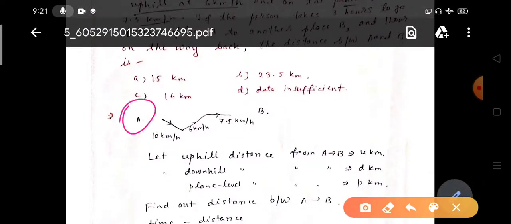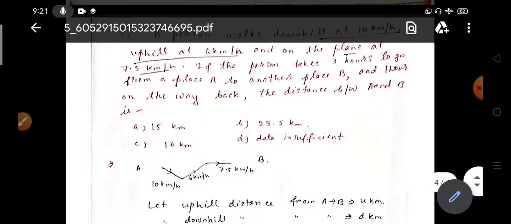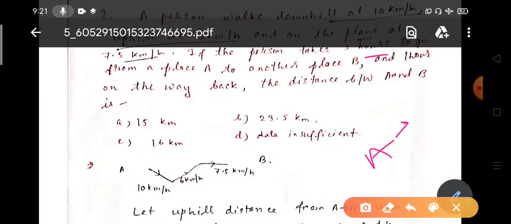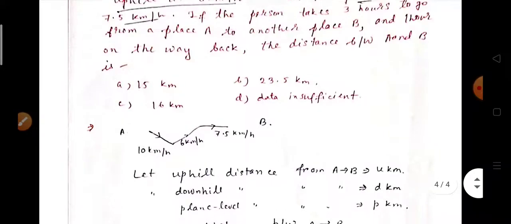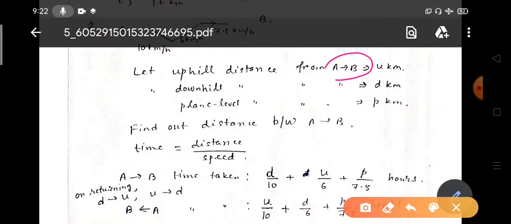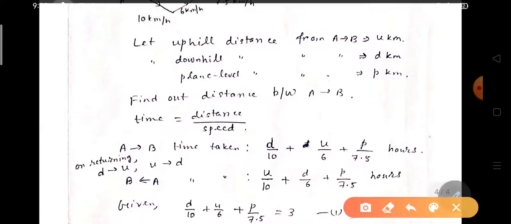So suppose there is a point A and there is a point B. One person is going from A to B and this path is not plane. There are uphills, there are downhills, and there are also planar paths. So you are given that the person took 3 hours to go from A to B and 1 hour to come back. So how do you find the distance between A and B? Let the uphill distance from A to B be u kilometers, the downhill distance from A to B be d kilometers, and the plane level distance from A to B be p kilometers. Now find the distance between A and B.